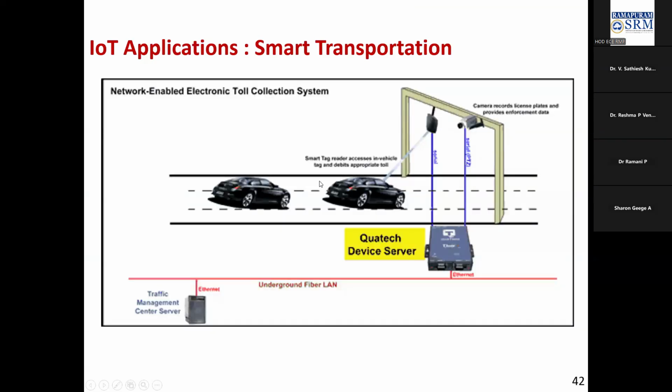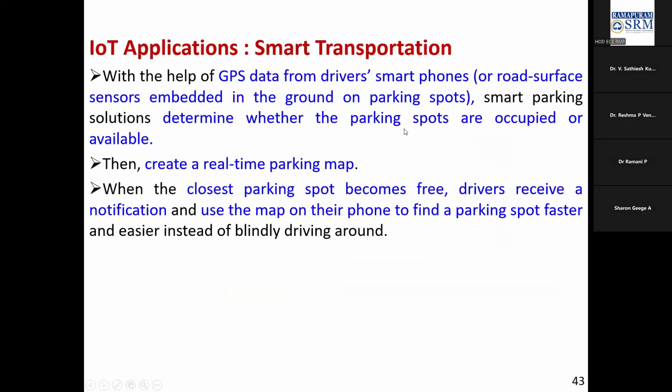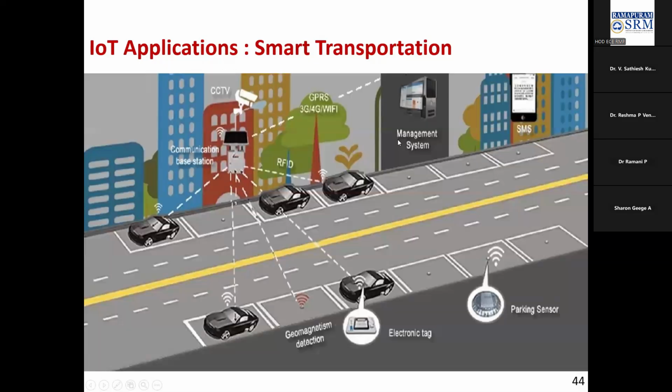So next one is something like in smart transportation itself, we have toll collection, right? So nowadays automatic scanning of the codes happens in our vehicle and automatically the prices are deducted. So automatic toll collection can happen. So with the help of different devices, in parking also we can make use of it, right?